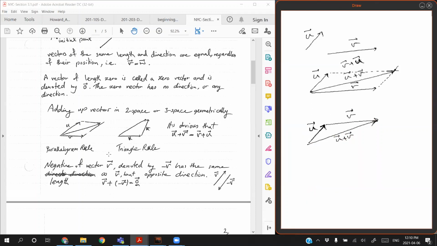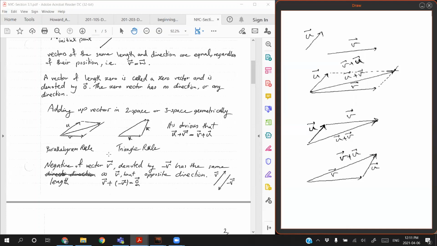And again, it doesn't matter in which order you're doing that. You can first start with v and then bring u so that the initial point of u coincides with the terminal point of v. Then this vector here would be v plus u, and we can see that they are the same. That is, these vectors all have the same direction and the same length, so it doesn't matter which one of these methods you're using. So that's how you add up 2 vectors geometrically. You good? Any questions?